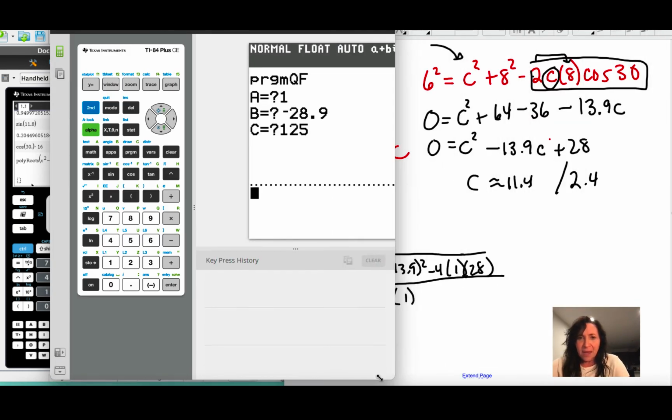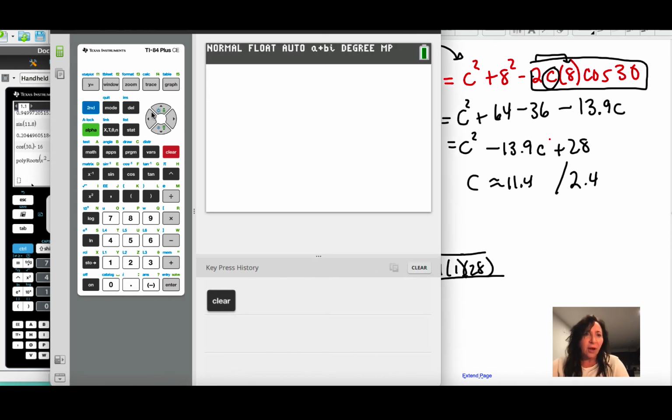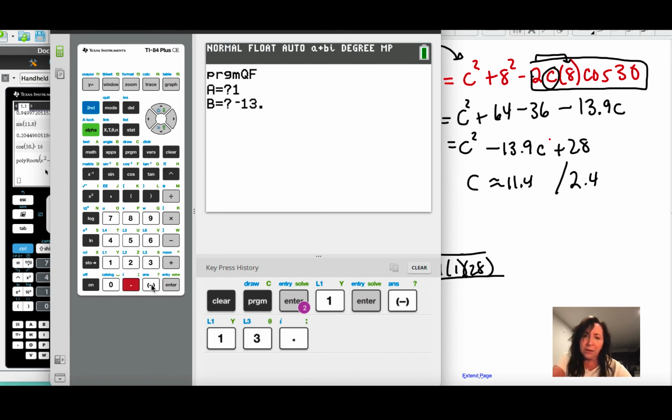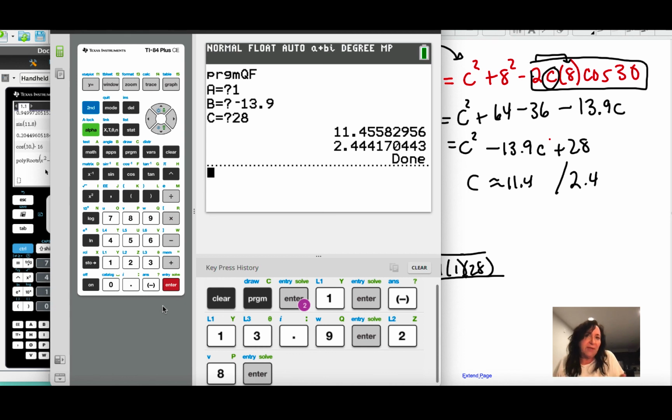Let me shrink this up. You can also do this on your calculator that is not a TI-Nspire, but the TI-84 Plus. And the formula that I use for this, I'll show you in a minute. I got quadratic formula, press enter, and run. What's A? A is 1. What's B? B is negative 13.9. So you have to be very careful and use the negative sign instead of the minus. So negative 13.9, enter. And then C is 28, enter. There we go. 11.45 and then 2.4.